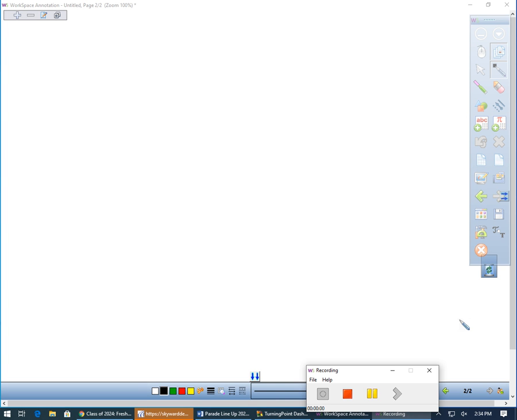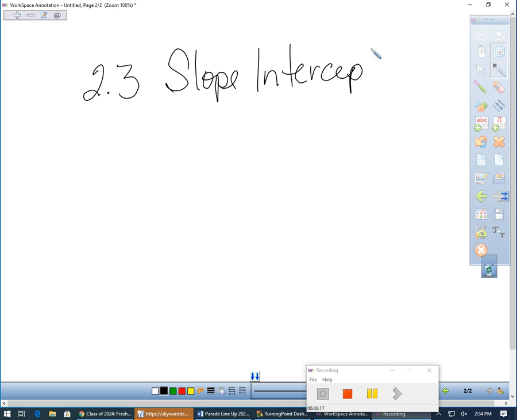Right, so today we're going to start 2.3. And we're going to talk about slope-intercept form. In slope-intercept form, we need to first, of course, talk about slope.